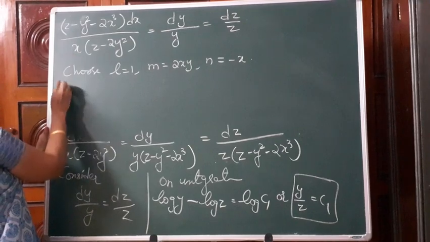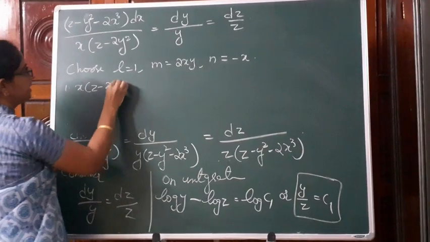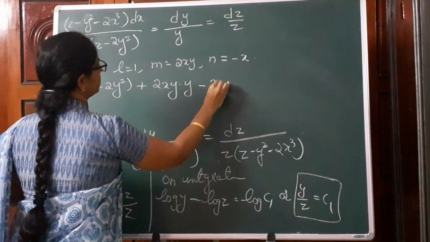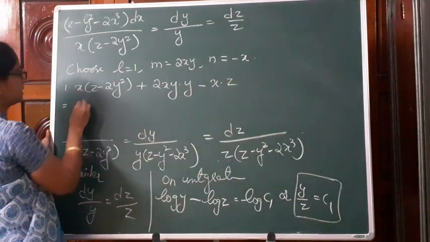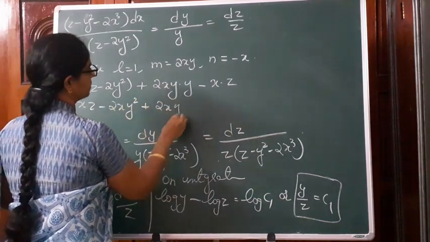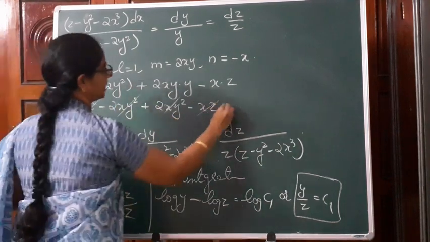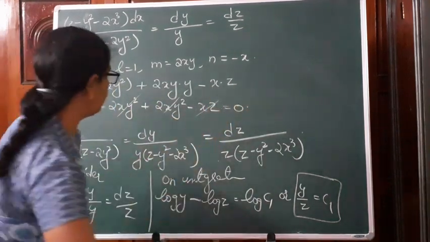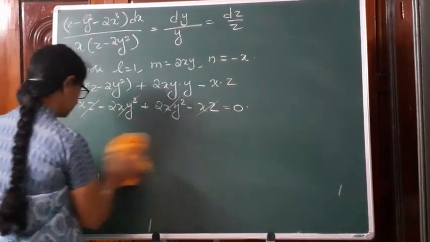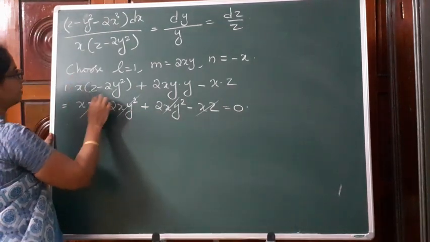Now let us check LP plus MQ plus NR, that is 1 into x into z minus 2y square plus 2xy into y minus x into z. What happens to this? xz minus 2xy square plus 2xy square minus xz. Minus xz plus xz minus 2xy square plus 2xy square becomes 0. Therefore LP plus MQ plus NR became 0, and hence we obtain a successful combination of multipliers.